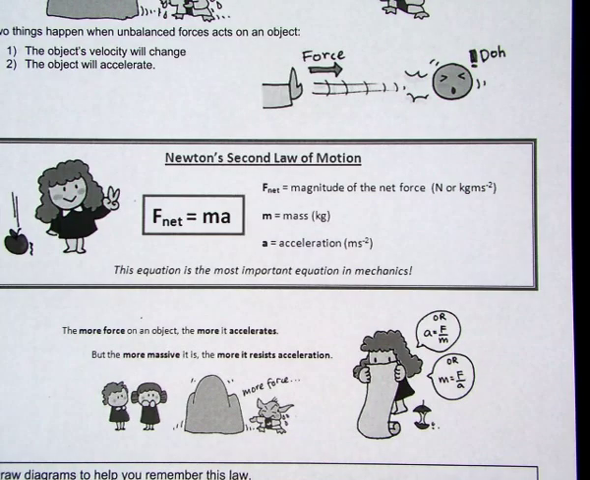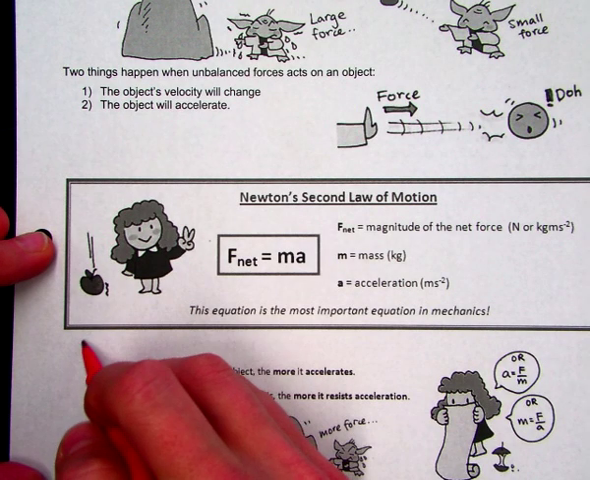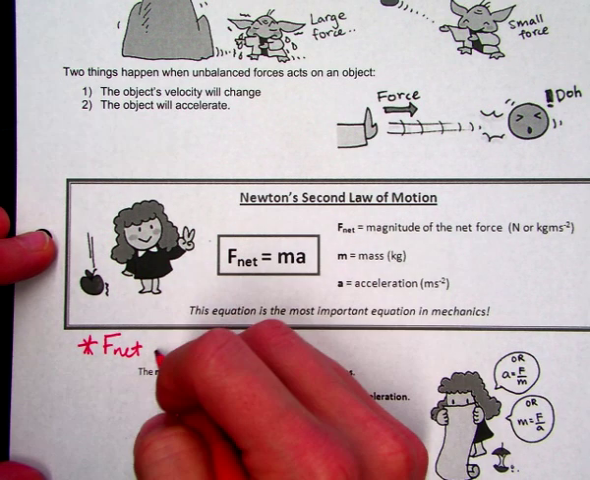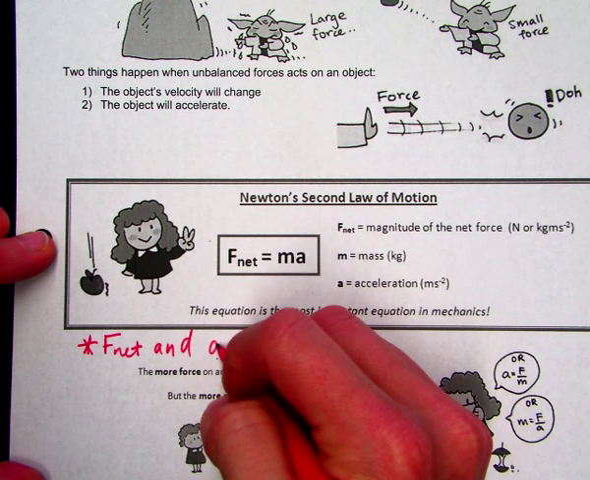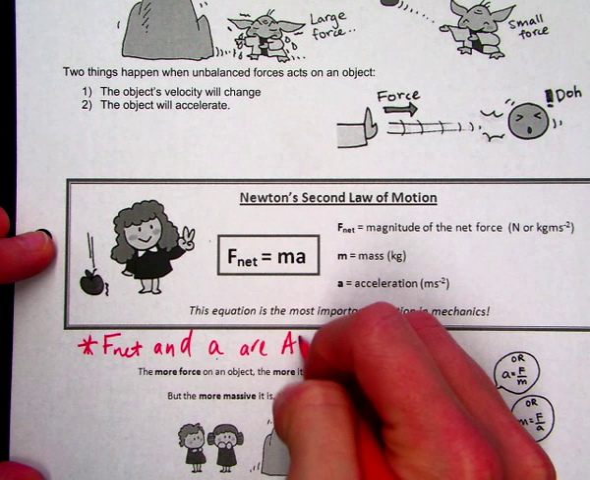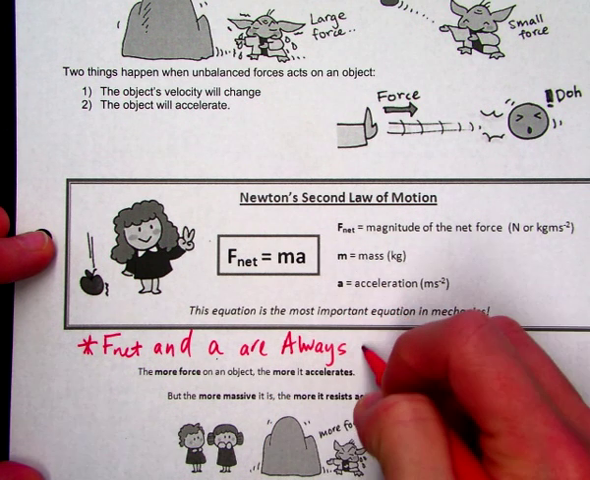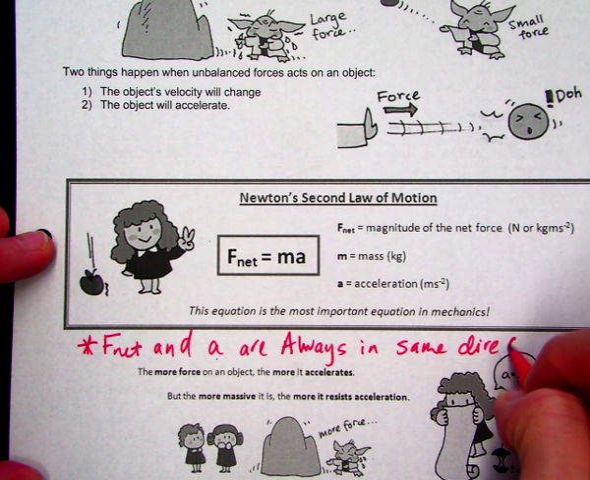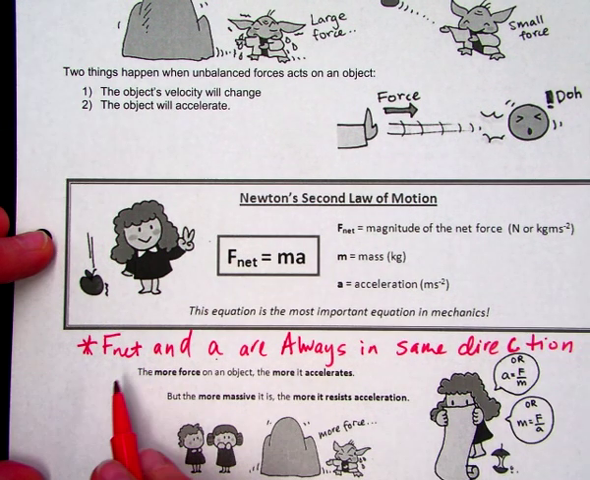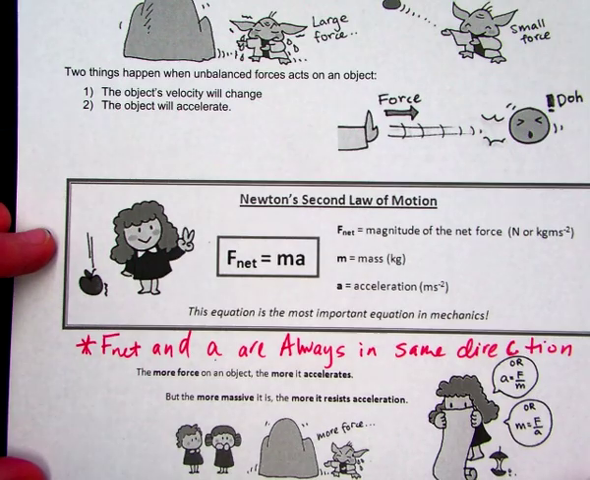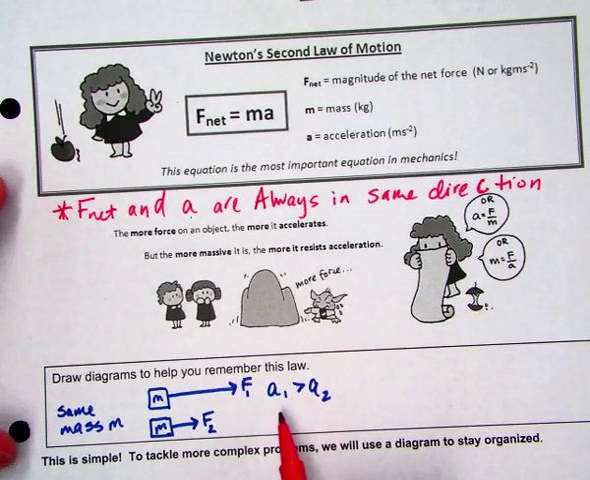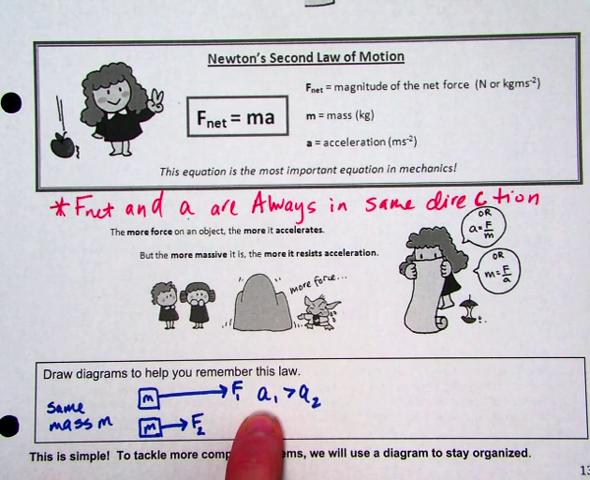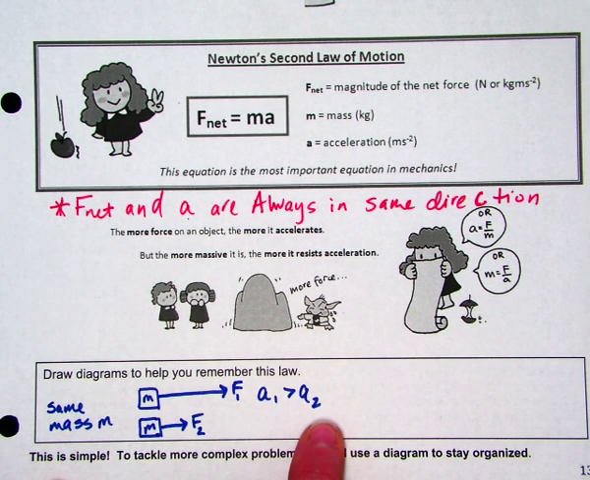So let's add a little note here so we don't forget. The net force and acceleration are always in the same direction. So the net force and acceleration are always going to be in the same direction. Here, if I were to draw acceleration vectors, they would both be to the right, and acceleration 1 would be a larger vector than acceleration 2.